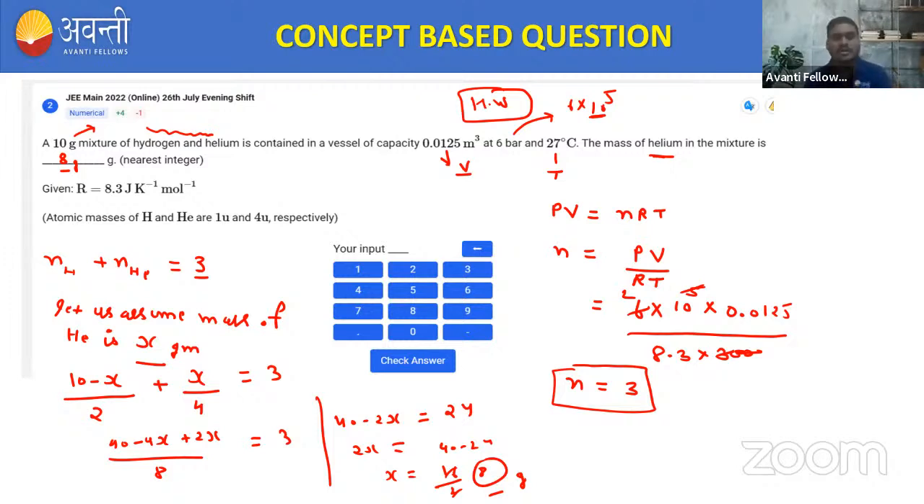And their atomic mass is already given of hydrogen and helium, 1 and 4 U respectively. So we can just put the value and calculate the value, right? This is what we have. So this is also a very very simple question. समझ आ गया सबको? एक बार बता दो. Got it? Eight gram.